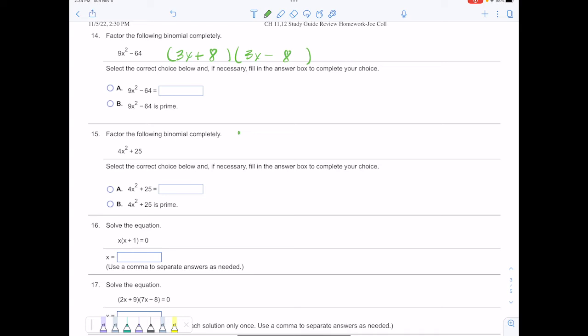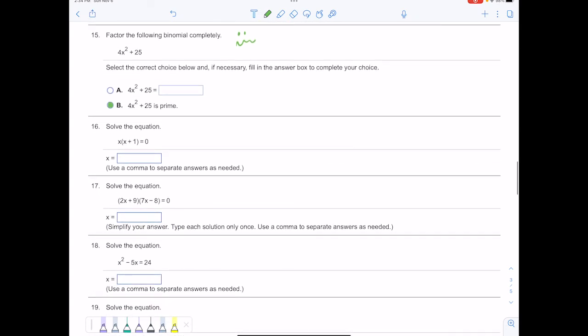Okay, beware, number 15, we have 2 perfect squares, so you might think this is a difference of 2 squares, but there's a plus right here. There is no such thing as a sum of 2 squares, so you cannot factor this. It is prime.